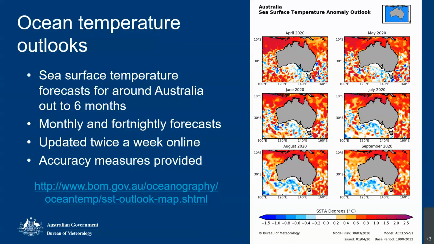This is updated twice a week on the website. Every 3 days, a new forecast appears. And alongside the outlooks, there are accuracy measures provided. So these are maps telling you how good the model is at forecasting for that region at that time of year. We encourage everyone to use these skill maps alongside the forecast. And on the website, there's a series of tabs with more information about this product, which will explain what all the parameters are and also how to use the accuracy measures alongside the outlooks for a particular application.